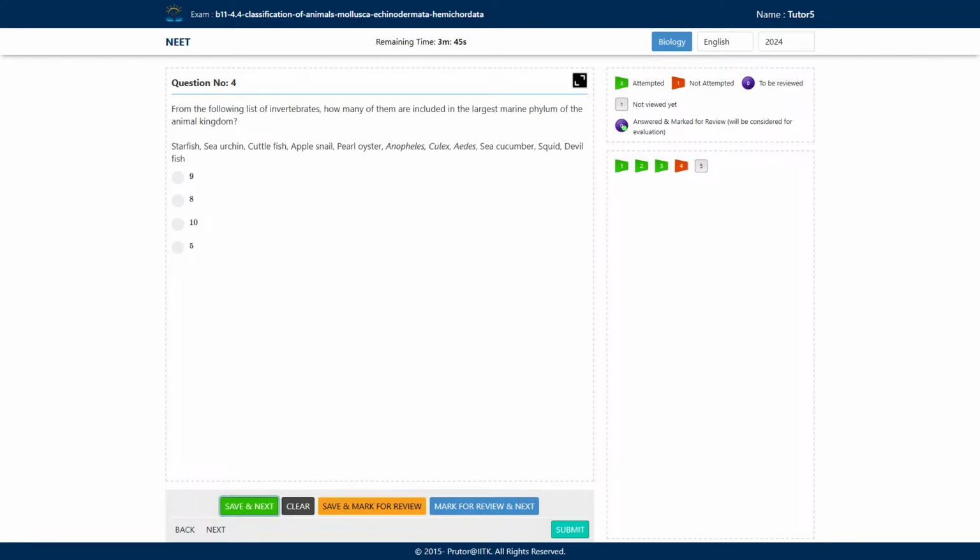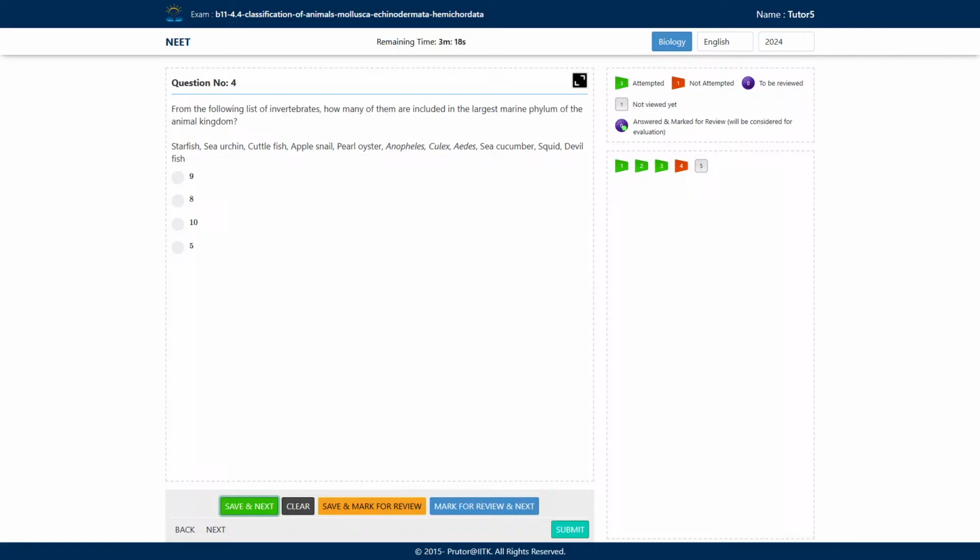The next question: from the following list of invertebrates, how many of them are included in the largest marine phylum of the animal kingdom? So first of all, what is the largest marine phylum of the animal kingdom? Largest phylum is Arthropoda. Here they are asking about the largest marine phylum. Second largest phylum is Phylum Mollusca. But what is the largest marine phylum?